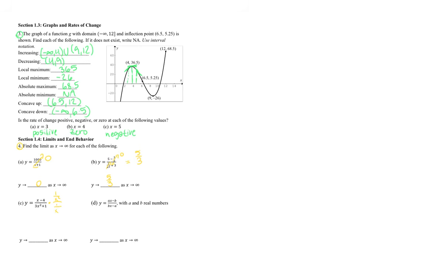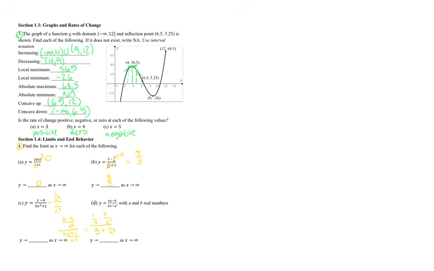So essentially we're dividing the numerator and denominator by an x squared. So that would give us x minus 4 over x squared over 3x squared plus 1 over x squared. And then x over x squared would just give us 1 over x. 4 over x squared would give us 4 over x squared. 3x squared over x squared is just 3. And then 1 over x squared is just 1 over x squared.